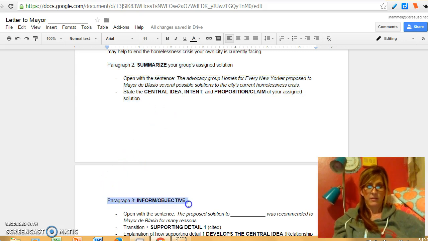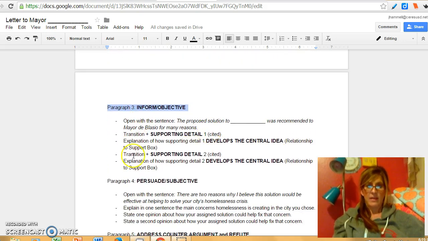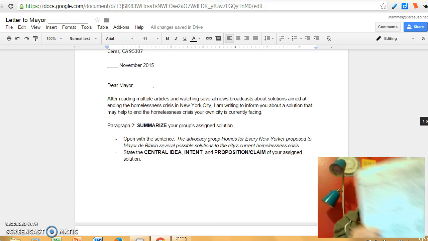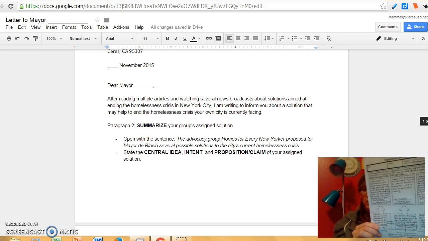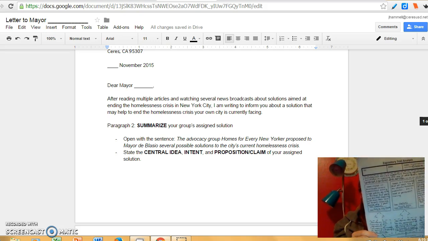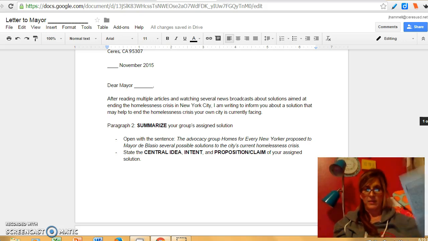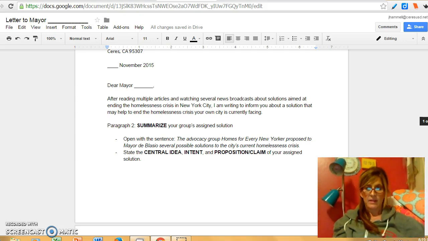And paragraph number 3, inform, that is the objective paragraph, that is going to include your supporting details from your ETA. You definitely want to make sure you have your ETA for your group's assigned solution out on your desk, because this is where you're going to get all of the information necessary to form these paragraphs.